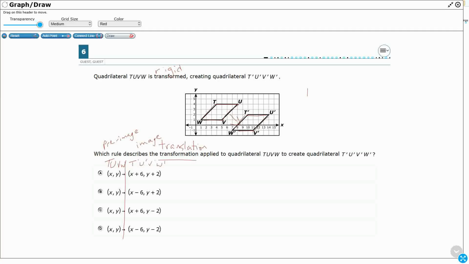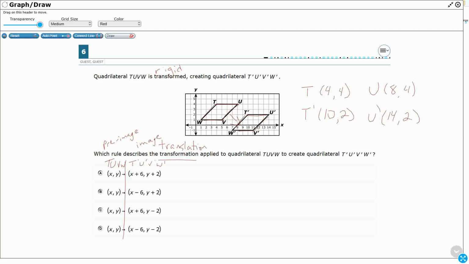Let's look at T. So T has an x value of 4 and a y value of 4. All right. And then T prime, let's see what we have here. It goes to 10 as my x and 2 as my y. All right, so we're looking for a pattern of how we can get from one to the next. Let's look at U. U is coordinates 8 and then 4. And then U prime is going to be 14, 2.